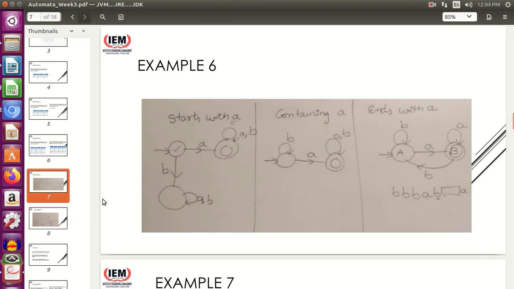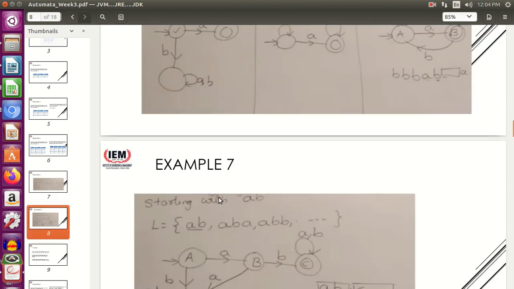So this is a variation. You have a string containing A, it ends with A, and it starts with A. And this is quite easy actually. I don't think you will face any difficulty in solving these questions.